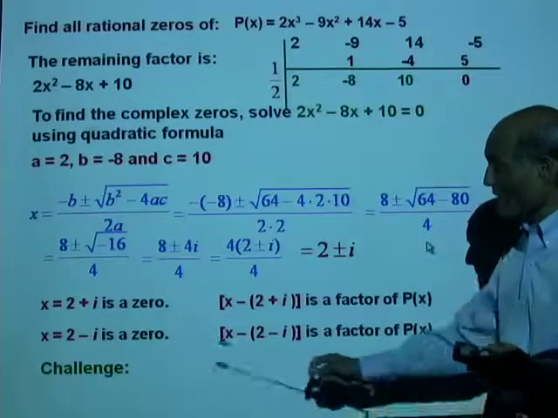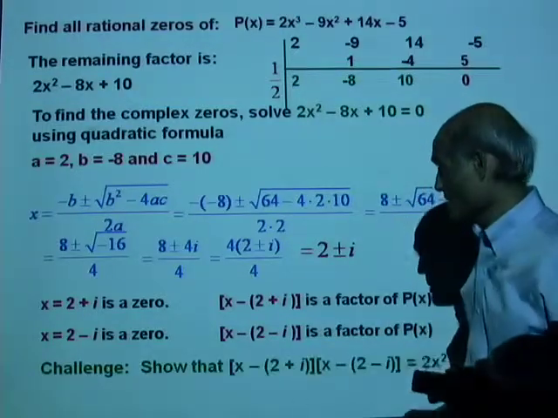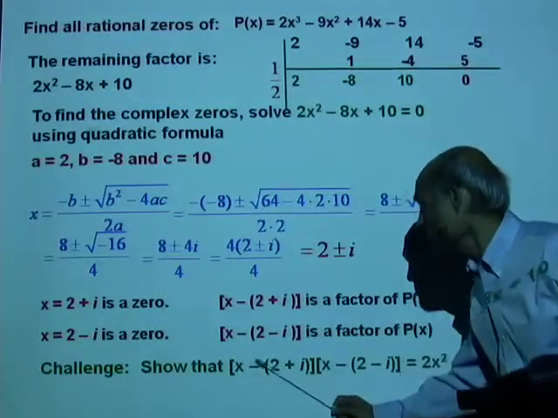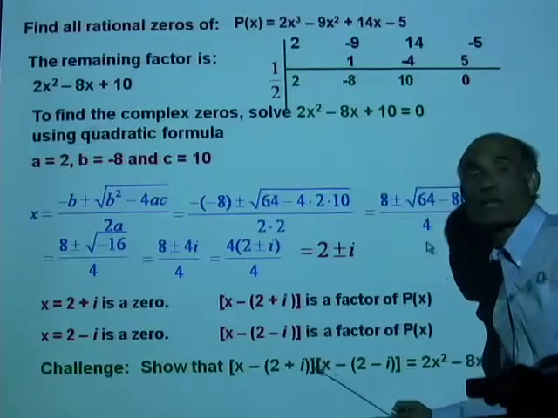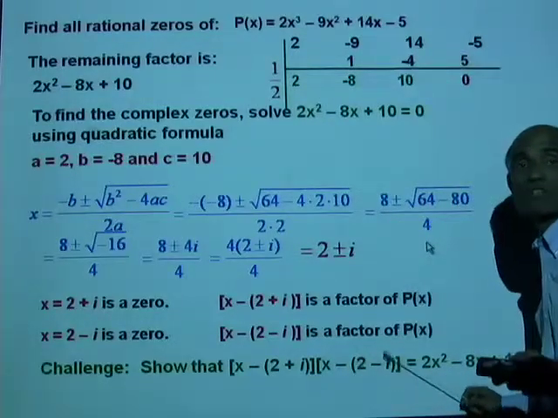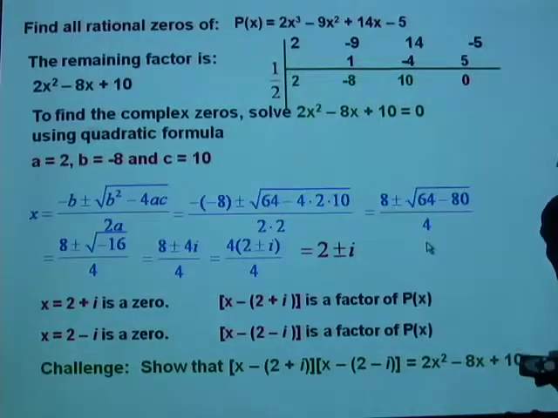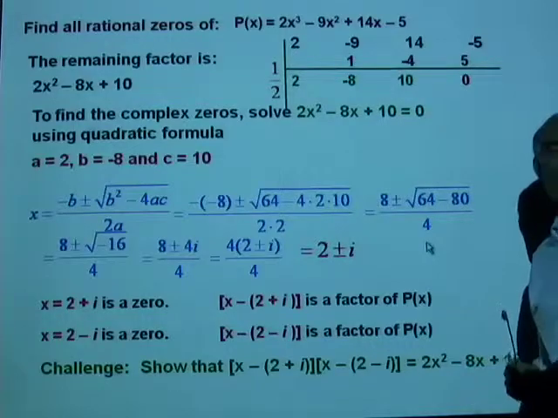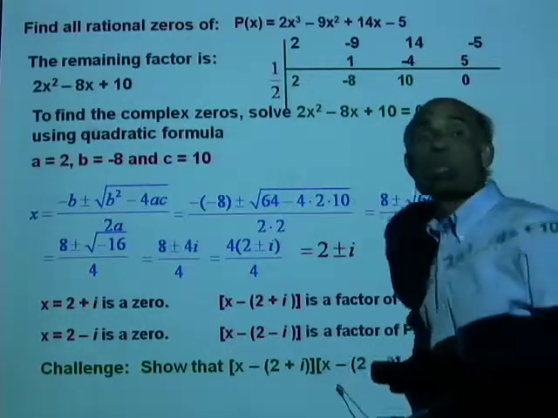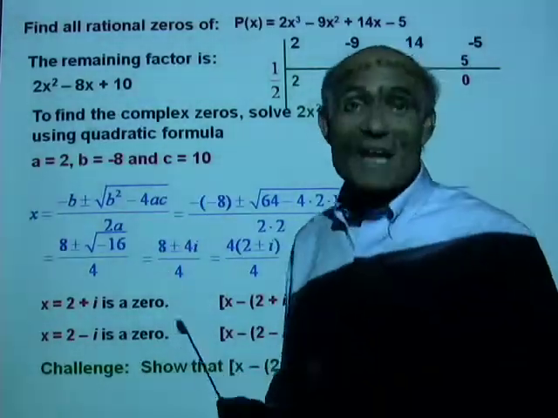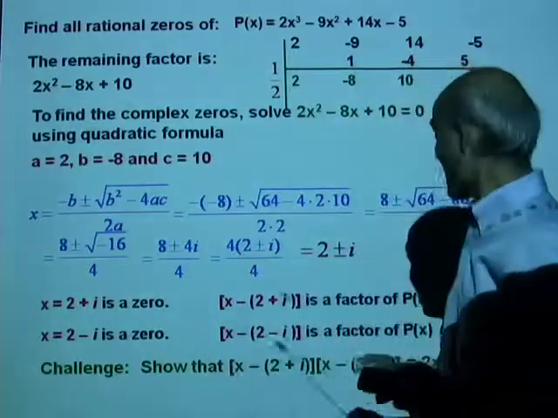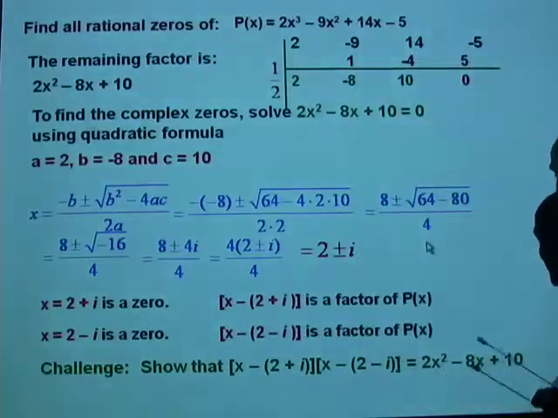Right. Now, I'm going to give you a challenge. Can you multiply x minus 2 plus i times x minus 2 minus i and show that it is equal to 2x squared minus 8x plus 10? There will be a big challenge there. The challenge is that you may not get this exact quantity.